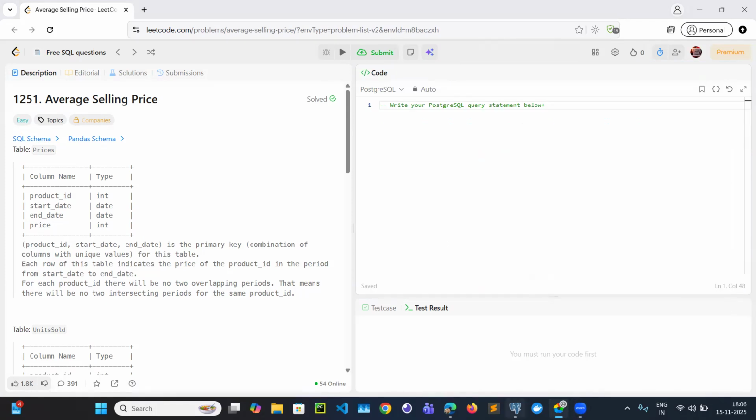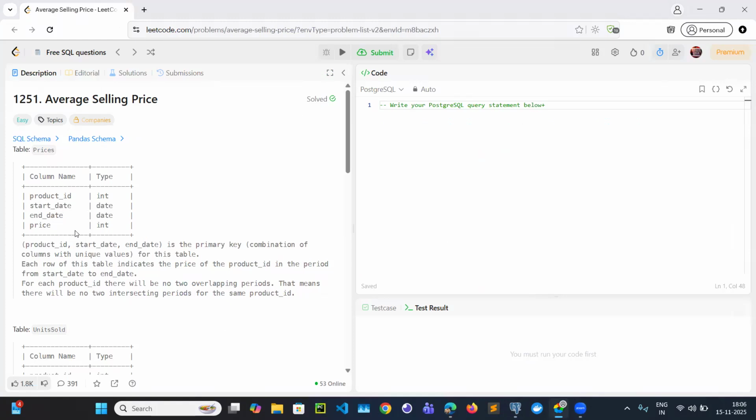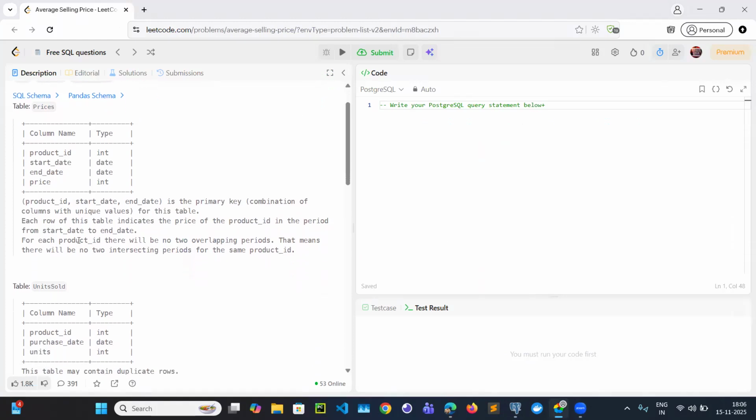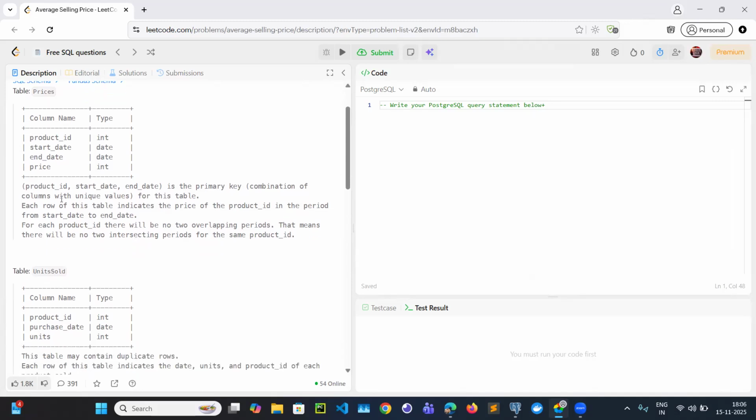Right, so I also did the same. You could see I have created two tables, prices and units sold, because those are part of this problem. So let's read the question. You have two tables given: one is prices, one is units sold. And here they have mentioned that for each product ID there will not be overlapping records.